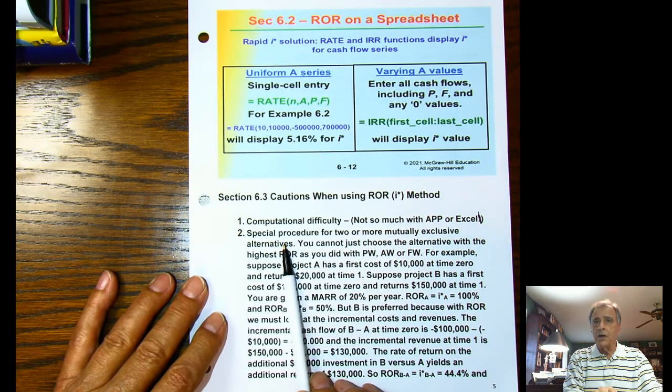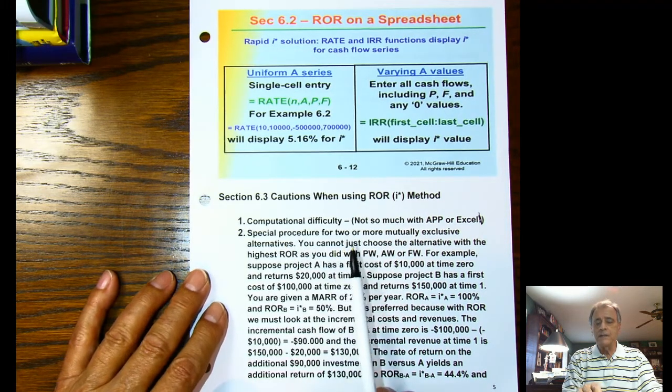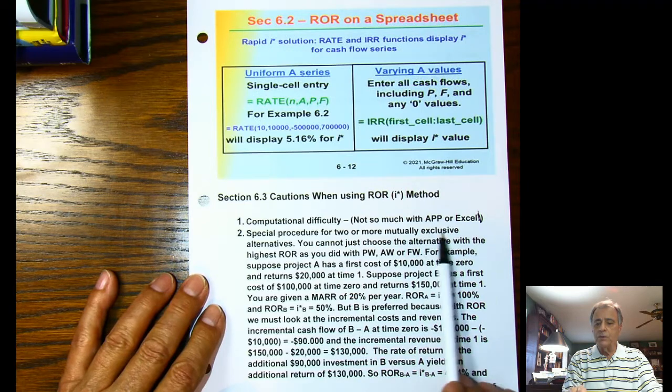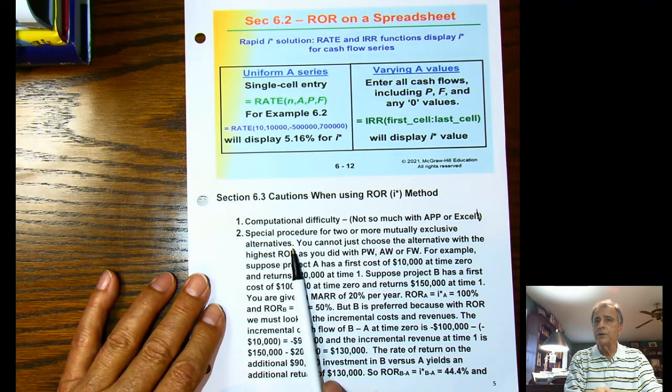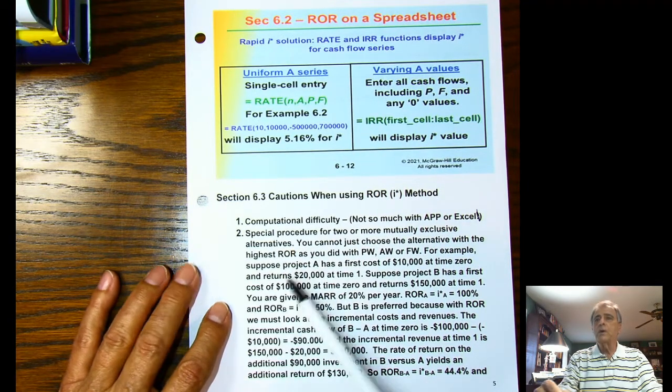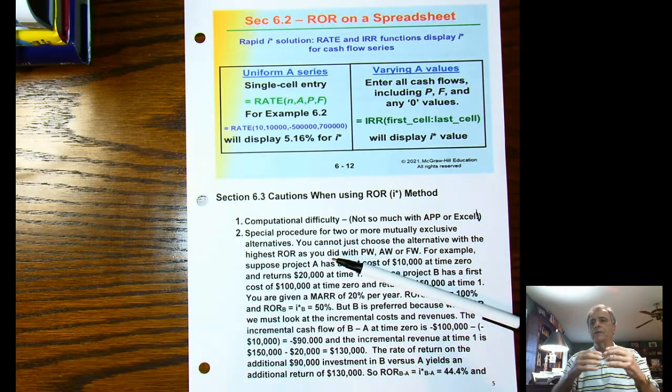The second caution is that you need a special procedure when you have two or more mutually exclusive alternatives. If you have only one alternative, then you look at the rate of return. If it's greater than the MAR, that's a good project. If it's not greater than the MAR, it's not a good project. So that's how you do it with one.